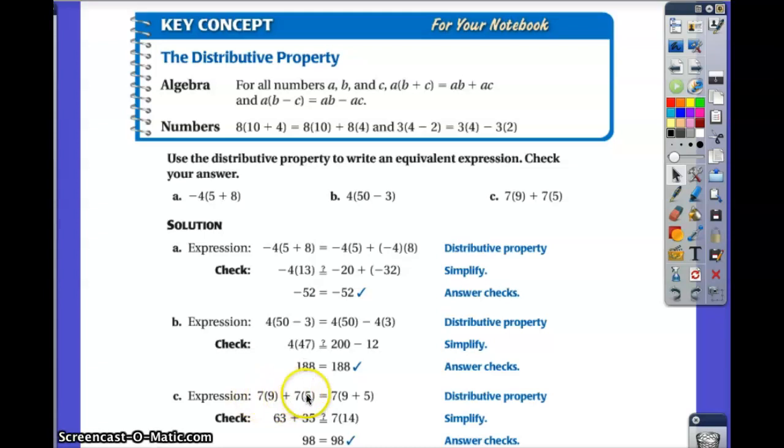Here on C, we're going to go the other way. 7 times 9 plus 7 times 5 is the same as 7 times (9 plus 5). So again, working out left and right side to make sure it checks. Left side, you've got 63 plus 35 gives you 98. Here, 9 plus 5 is 14. 7 times 14 is also 98. So again, that's using distributive property going both directions.